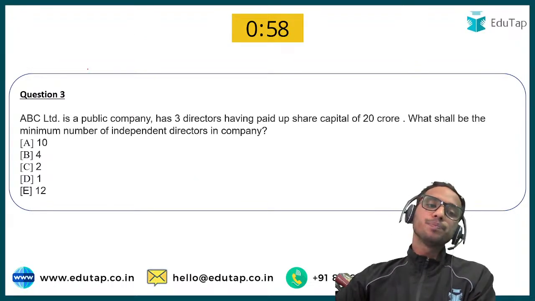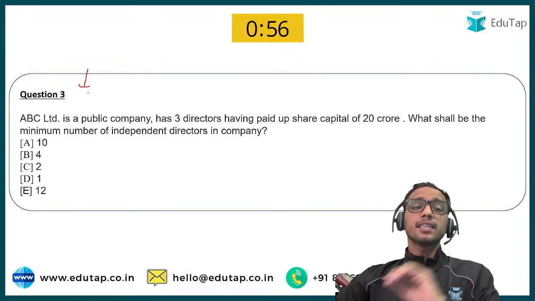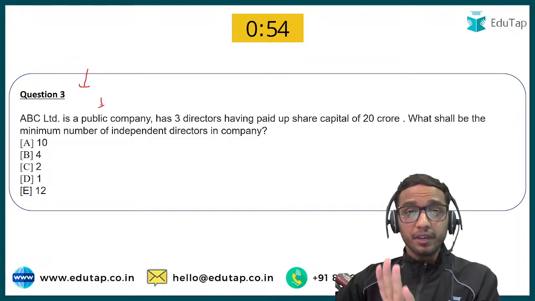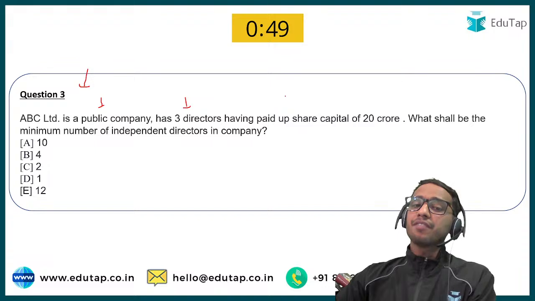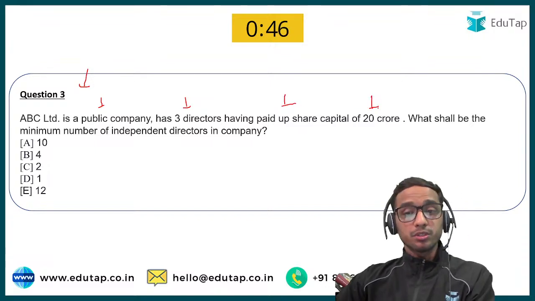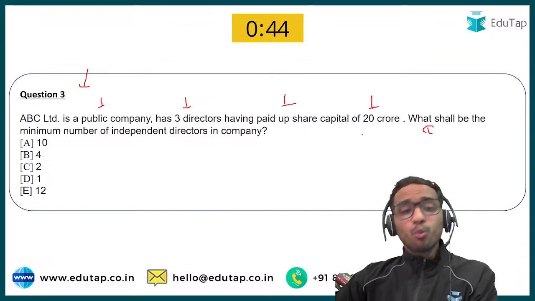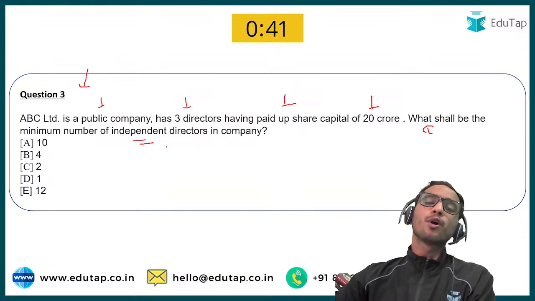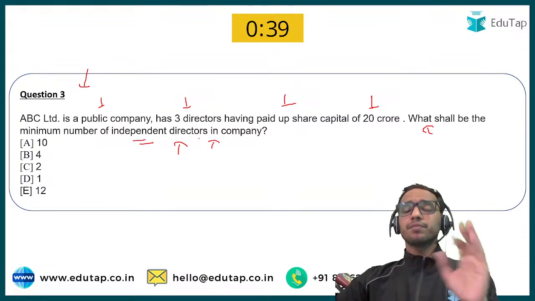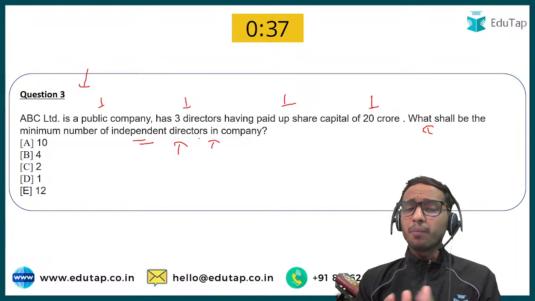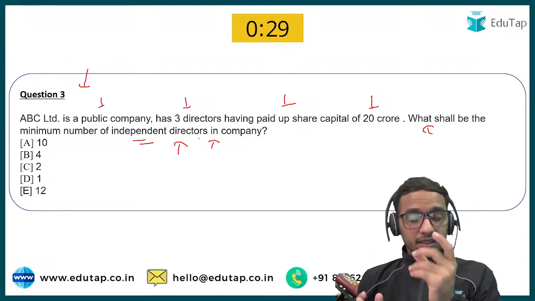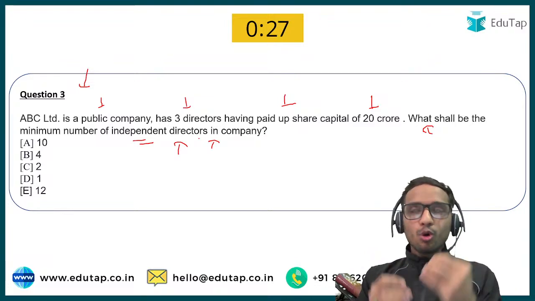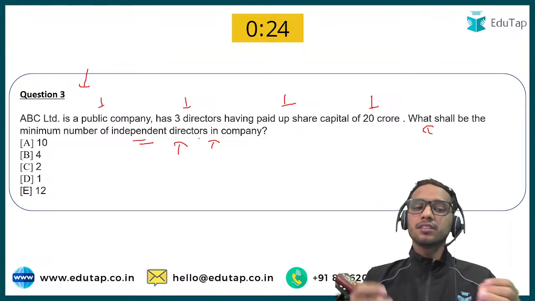Now let's come to question number 3. It says ABC Limited is a public company. Okay, we are talking about the public company. It has 3 directors having paid up share capital of 20 crores. Now the question says, what shall be the minimum number of independent directors in a company? So we know that in every public company, 1/3 of the directors must be independent directors. But this is a trick question. If we go by the Companies Act 2013, the answer should be 1.